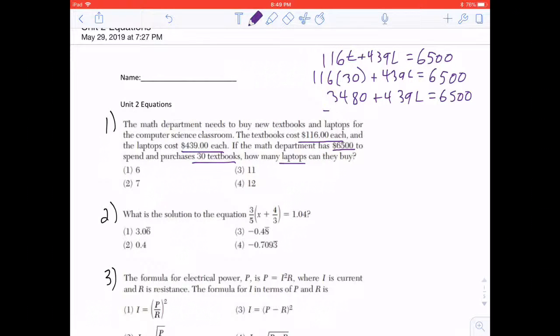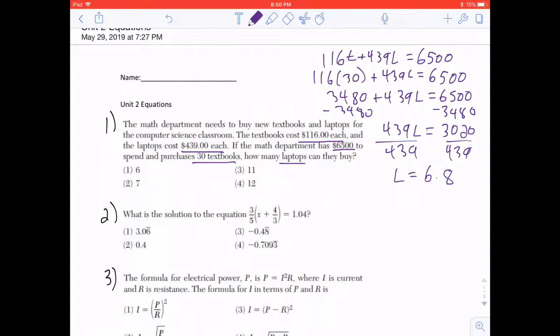And now we have a two-step equation. We're going to subtract 3,480 from both sides, leaving us with 439L equals 3,020. When I divide by 439, I get L equals 6.8. So I don't quite have enough to buy 7 laptops. I only have enough to buy 6 laptops, I'm sorry.